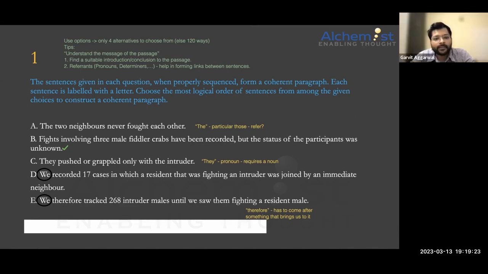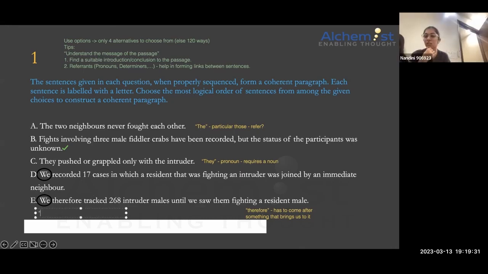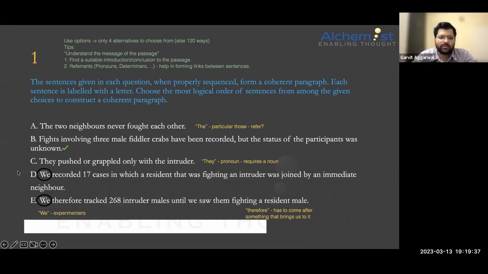E. Okay, what is this "we"? Who is this "we" referring to? Maybe the people who are conducting the study. Yes, the experimenters. So this also tells us who has written this passage. Okay, what will come after the first sentence? E, maybe. E. Why?